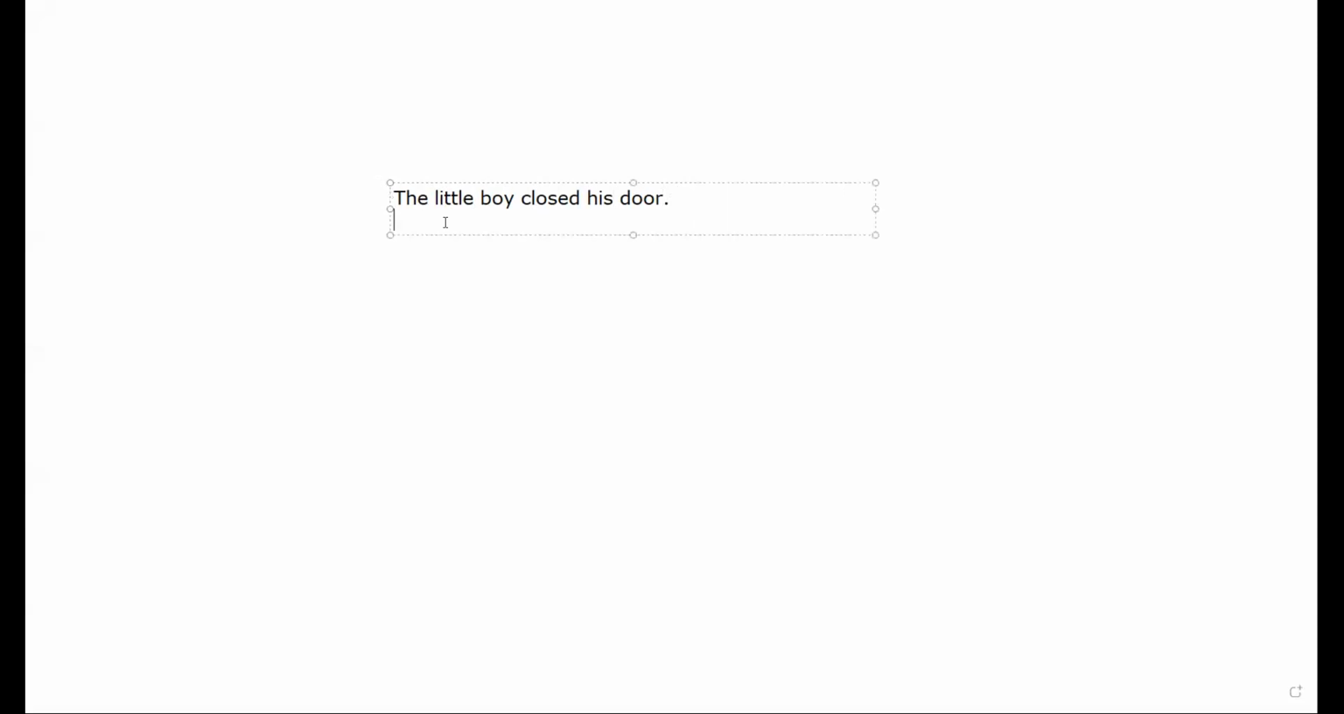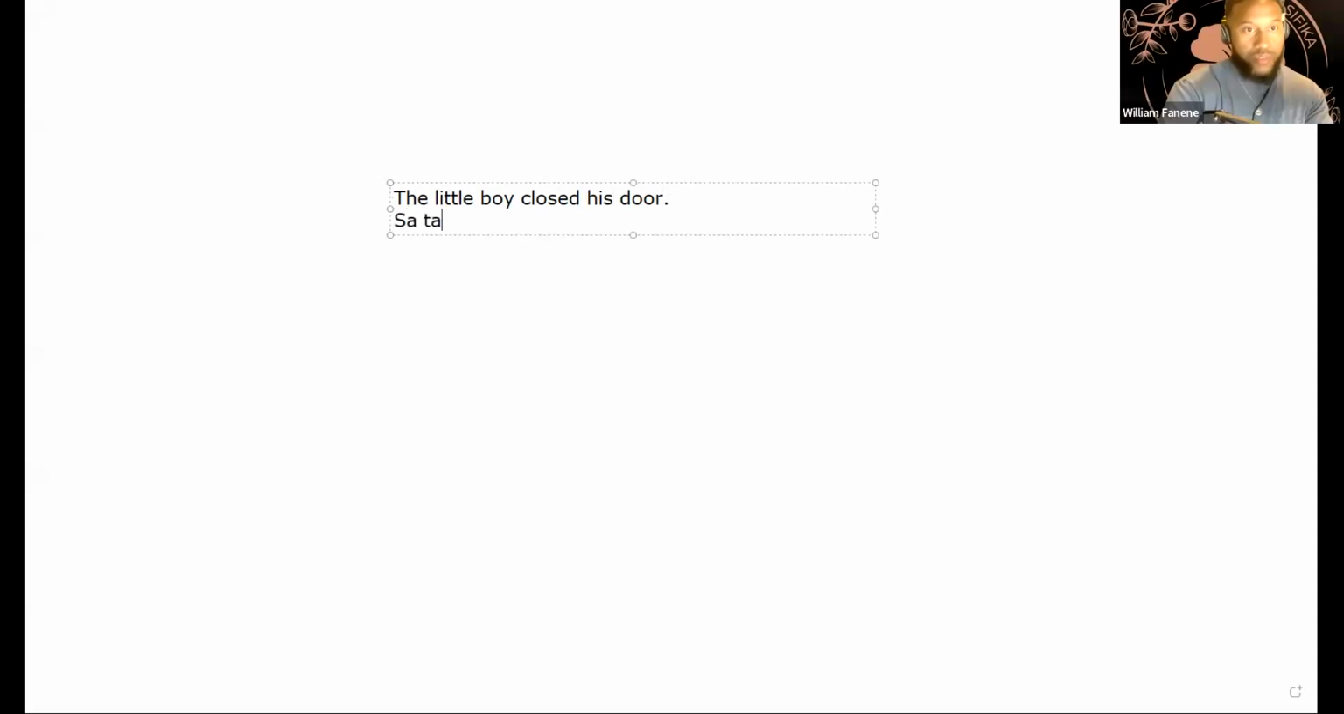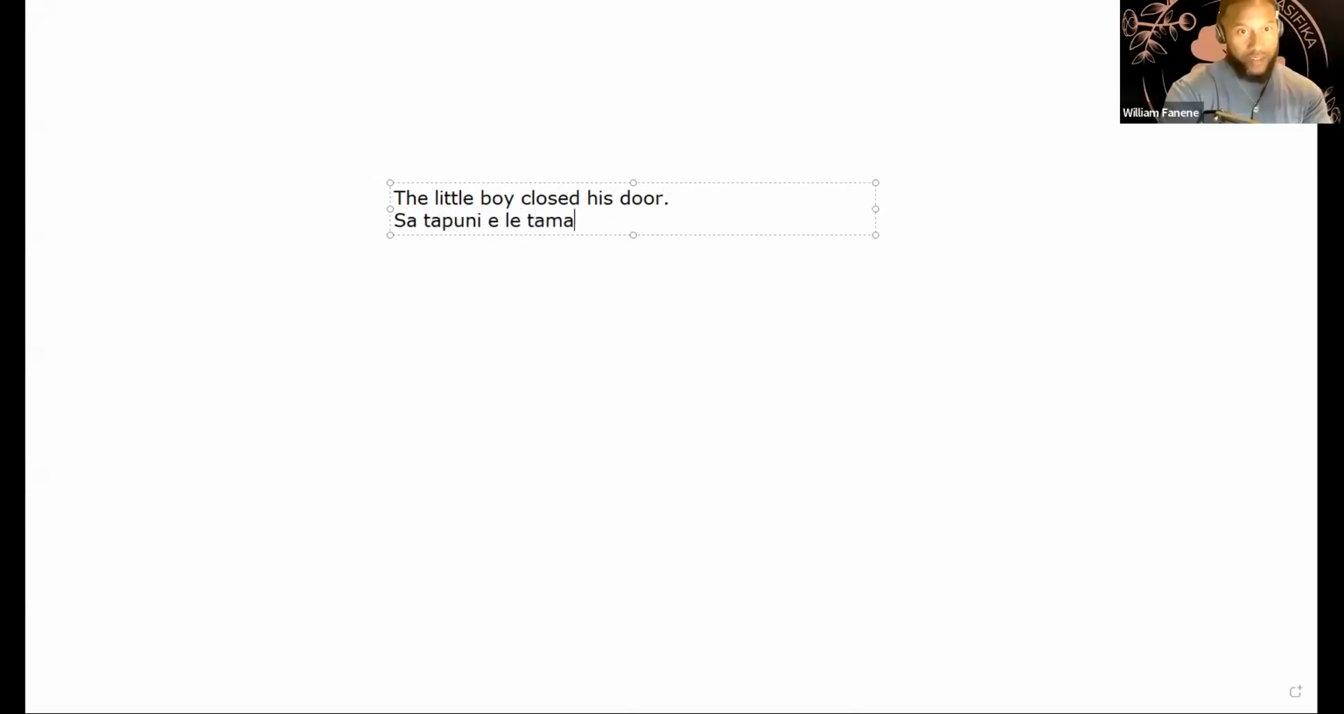Sa tapuni, okay, sa tapuni le tama, tama iti iti. I'm always bad at spelling this. I still think I spelled it wrong. I know how to say it, but it's kind of hard to spell. So sa tapuni le tamaiti, and then what's the last part? Lona faitotoa.